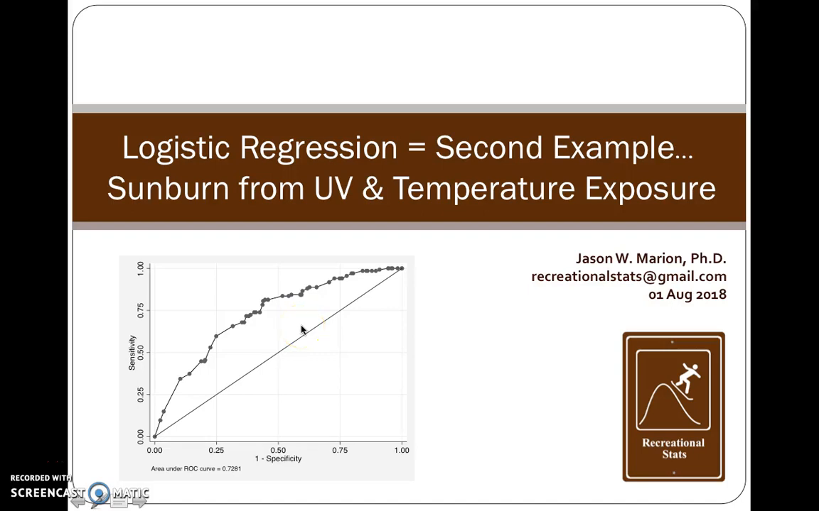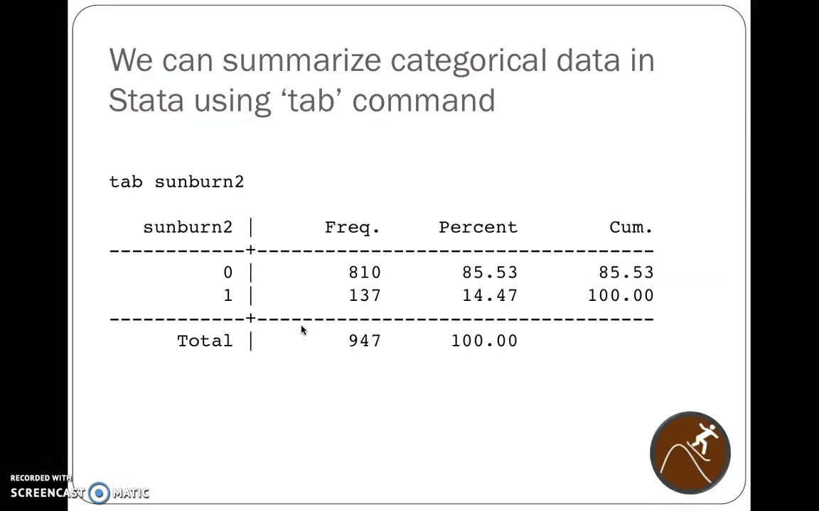Okay, for the next few minutes here, real quick, we're going to go over a second example of using logistic regression. This is where we left off on the last video, and it's going to just focus on sunburn related to UV and temperature related exposures or risk factors at a beach. The amount of sunburn that was observed in this study of 947 participants who showed up at a beach without sunburn: 137 within a week later, when they were surveyed by phone, indicated that they in fact developed sunburn.